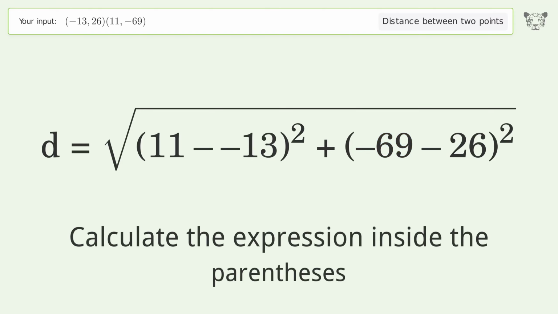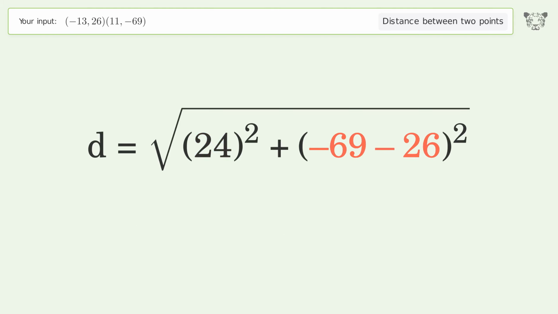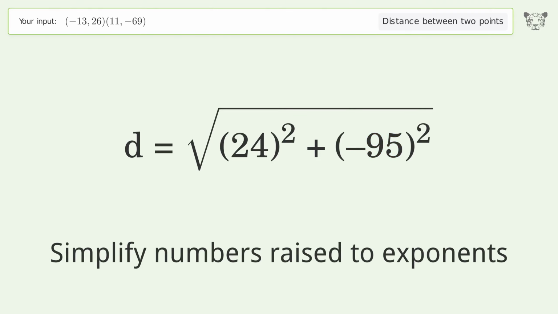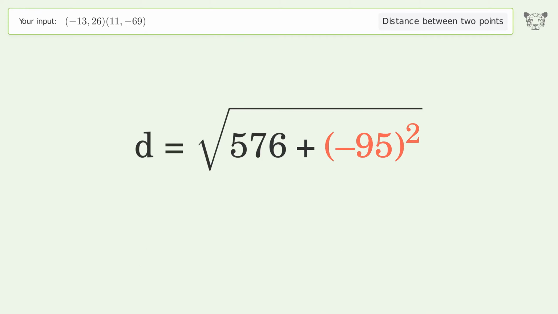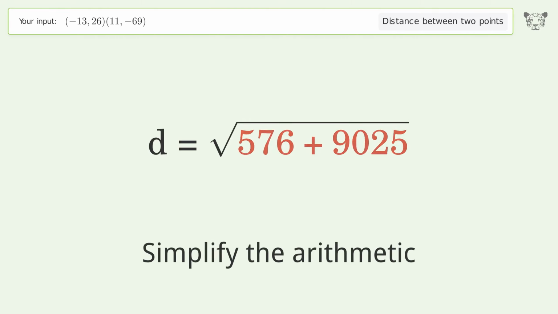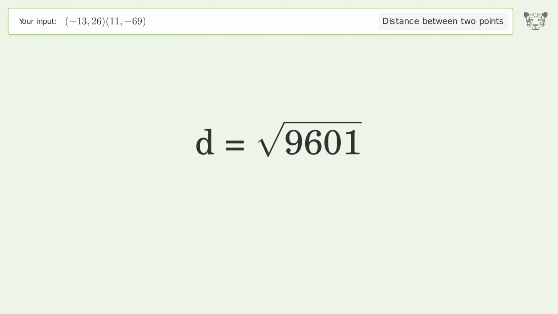Calculate the expression inside the parentheses. Simplify numbers raised to exponents. Simplify the arithmetic. And so the distance between the 2 points is the square root of 9,601, or 97.985.